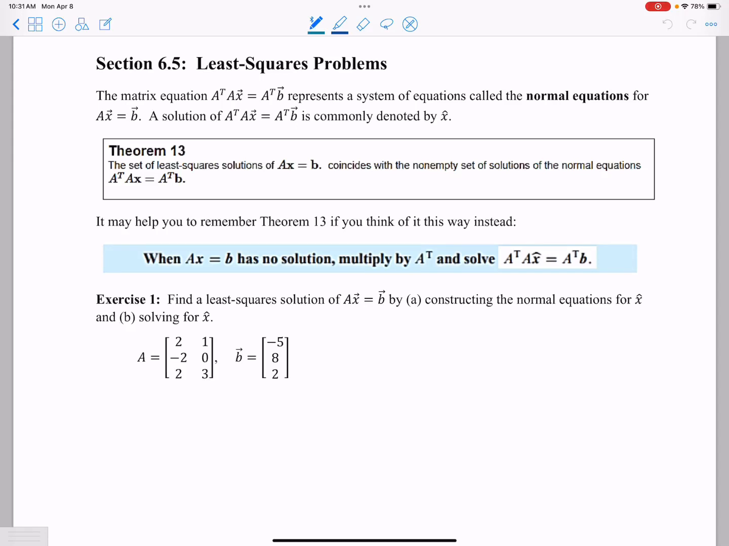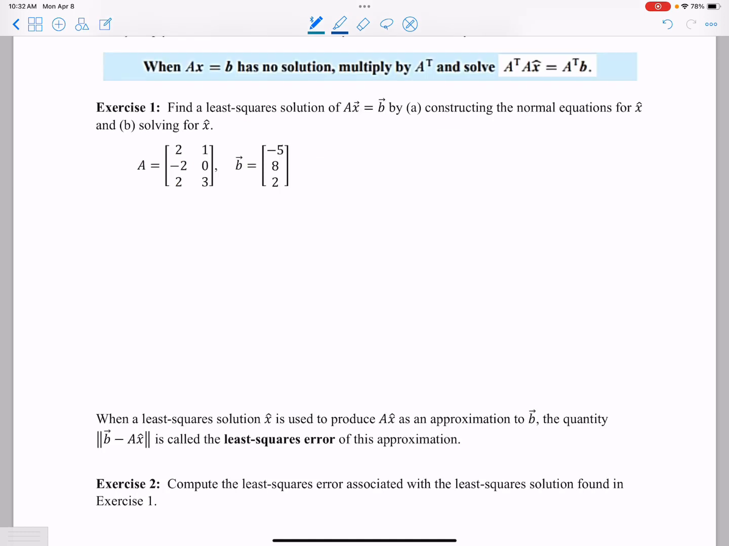In this last section of Chapter 6, we'll look at how to solve overdetermined systems. What that means is if you try to solve Ax = b, you get no solution. To get the best approximation, we will solve A transpose A x = A transpose b. This system is called the normal equations to Ax = b. The solution to A transpose A x = A transpose b is often written with an x hat, so it's an approximation, and it is the best approximation to x.